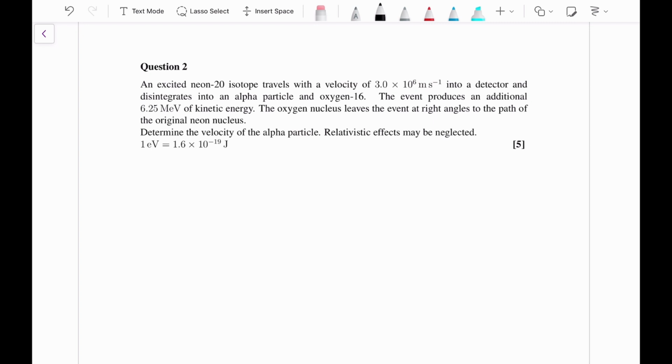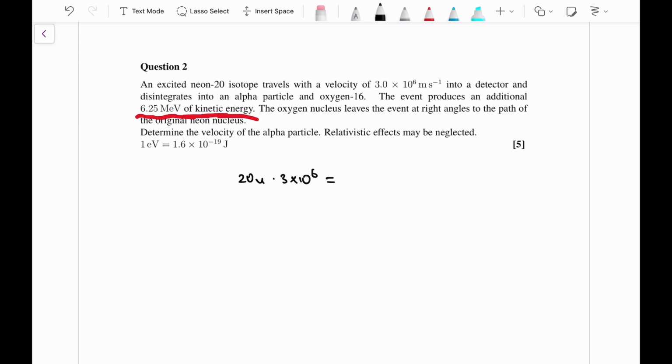So what we can work with first is the momentums, with the conservation of momentum horizontally and vertically, and then we can look at the conservation of energy, because the question says additional kinetic energy. So we can look at the horizontal momentums first. Firstly, for the neon 20 isotope, we can say its mass will be 20 u for atomic mass unit, and then we can later derive an exact value for it. So this is times its velocity.